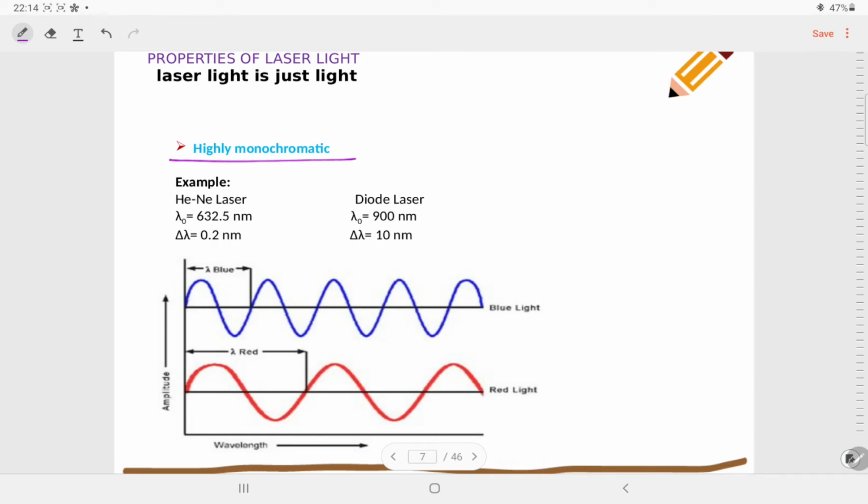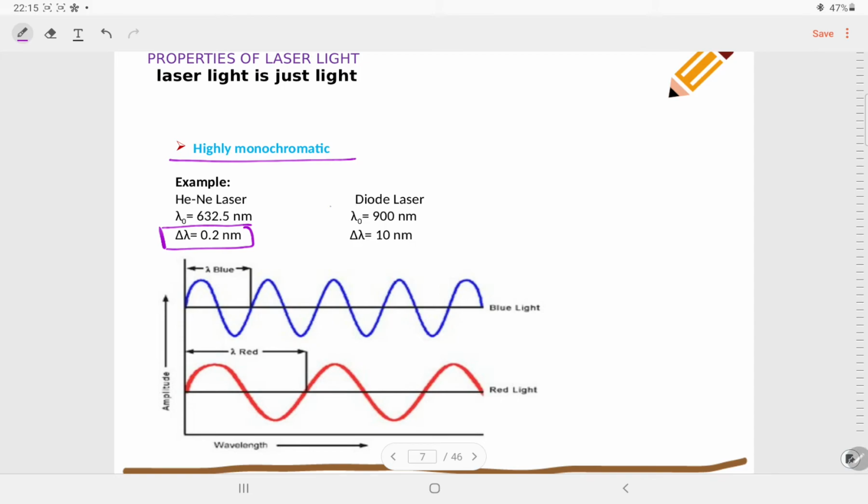Highly monochromatic: mono means single. So laser light has a single wavelength. Is there a minimum spread of wavelength in laser light? The answer is yes, but it is really small as compared to ordinary light. The spread is given here. Suppose we take an example of helium neon laser. The wavelength of helium neon laser is 632.5 nanometer, and there is a small spread of wavelength, delta lambda, which is 0.2 nanometer. So 0.2 nanometer is really small.